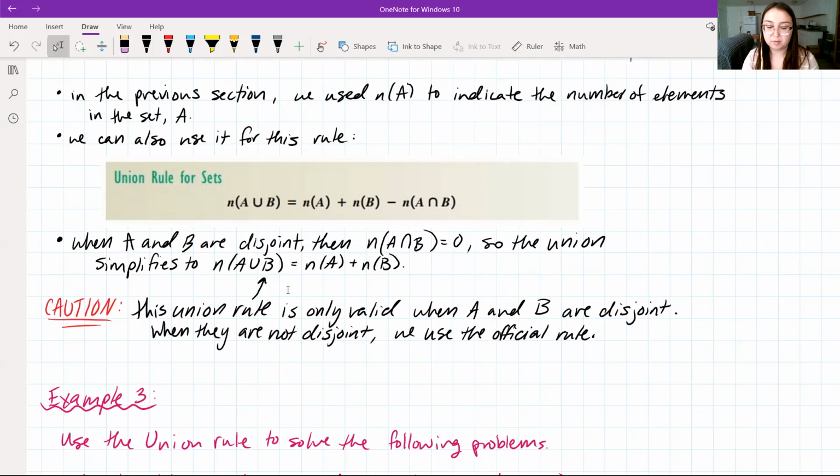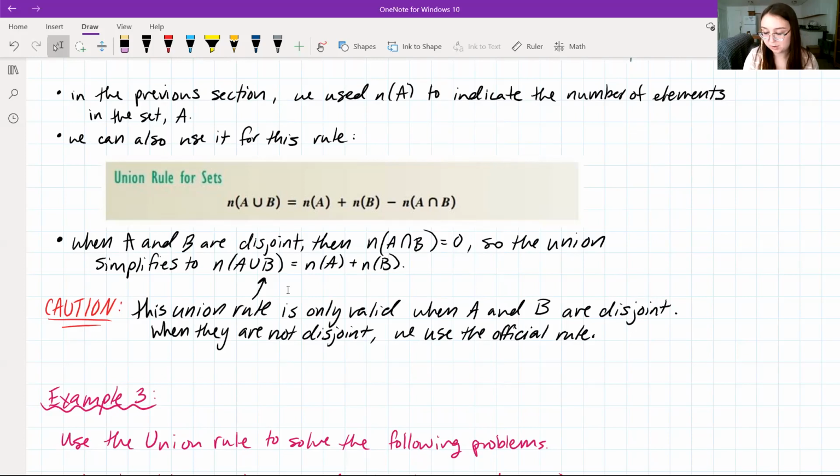So the union simplifies to N of A union B is equal to N of A plus N of B, or since we know that N of something means the elements in, the elements in A union B is equal to the elements in A plus the elements in B. So another word of caution, this union rule is only valid when A and B are disjoint. When they're not disjoint, we use the official rule.